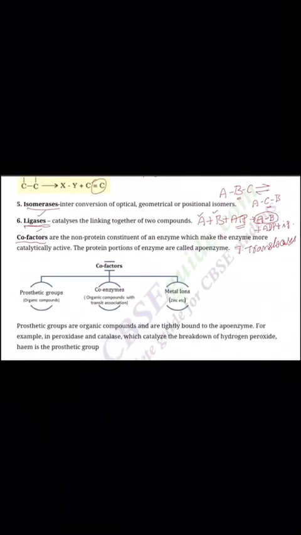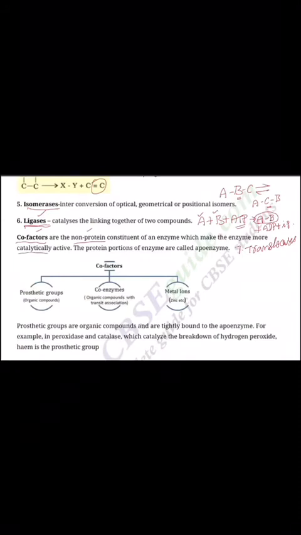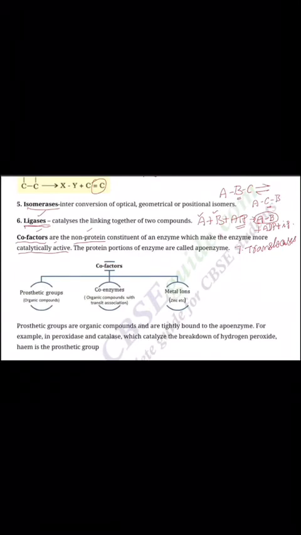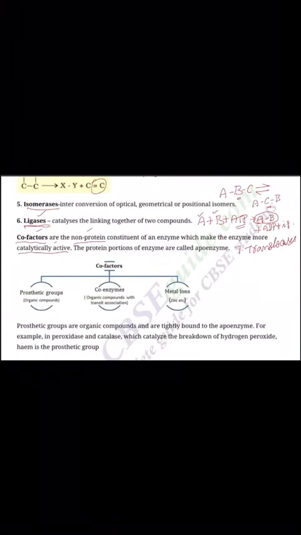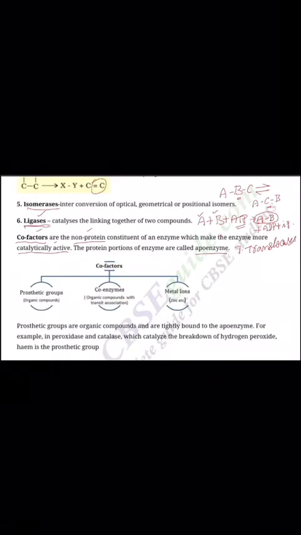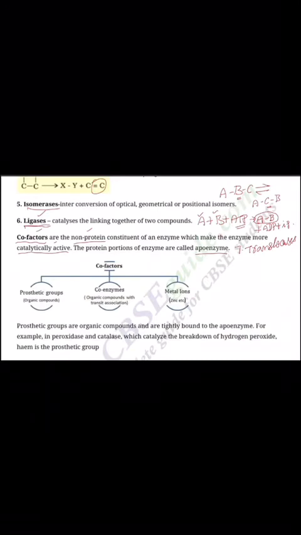So what are cofactors? We said basically enzymes are proteins, but cofactors are non-protein. That's the difference. A non-protein constituent of an enzyme, which makes the enzyme more catalytically active. It helps in driving the catalysis faster. The protein portions of the enzyme are called apoenzymes.